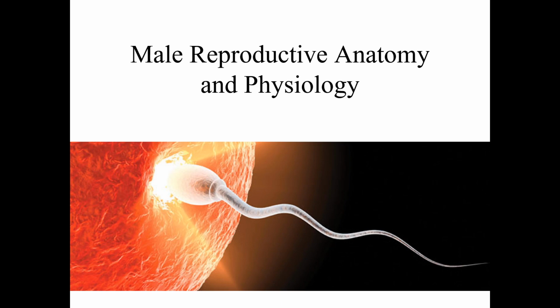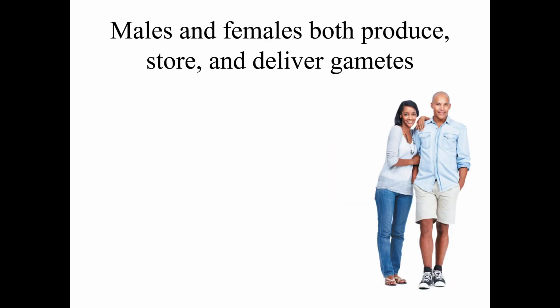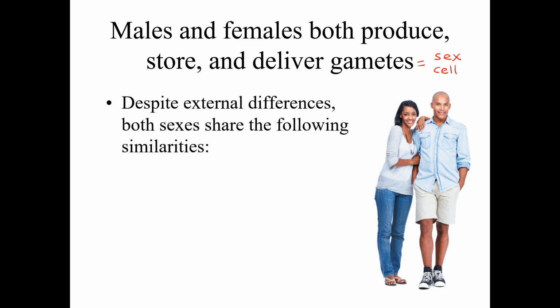In this video, we'll be talking about the male reproductive system, its anatomy, and how it works, the physiology of the system as well. To get started here, we want to talk about some basic functions and introduce a few terms. One of those terms is what's called a gamete. A gamete is another word for a sex cell. So sex cells in males are the sperm cells, and sex cells in females are the egg cells, also called an ovum. So both males and females make and deliver gametes to a certain location.